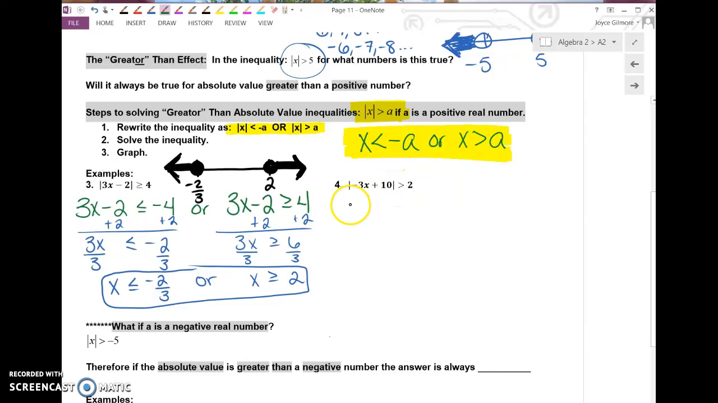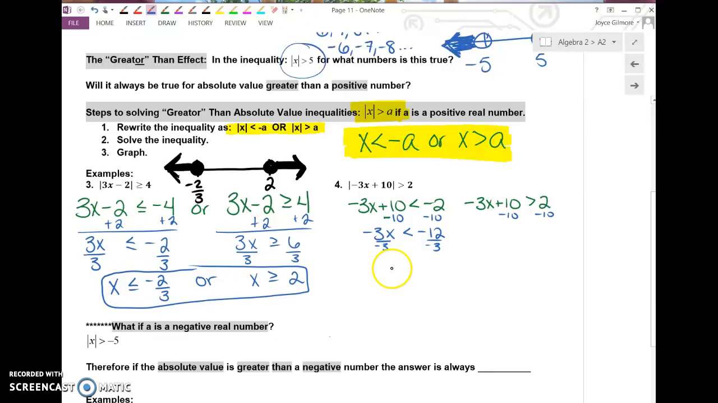You would set this up. Negative 3x plus 10 is less than negative 2. On the first inequality, you change the sign and change the number. On the second inequality, negative 3x plus 10 is greater than 2. You just take the absolute value bars out. You don't change anything else. To solve this, let me use a different color. We would have negative 3x is less than negative 12. When we divide by negative 3, we have to switch the sign, so it becomes x is greater than 4.